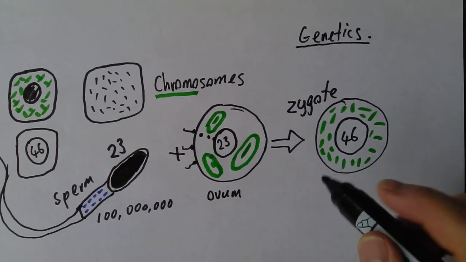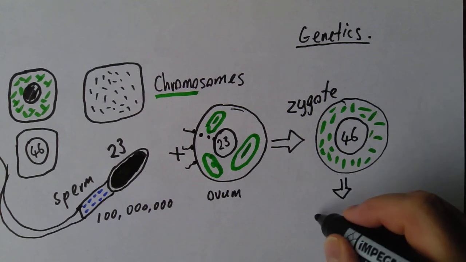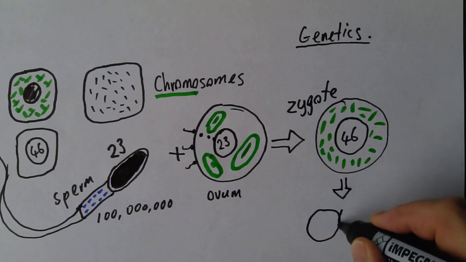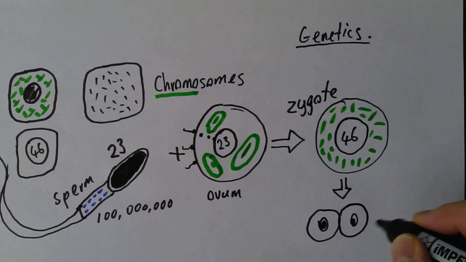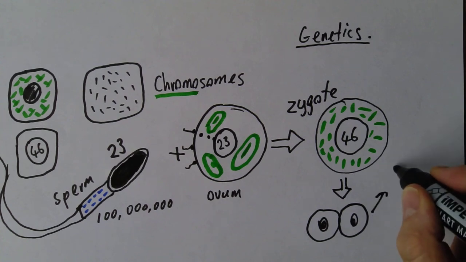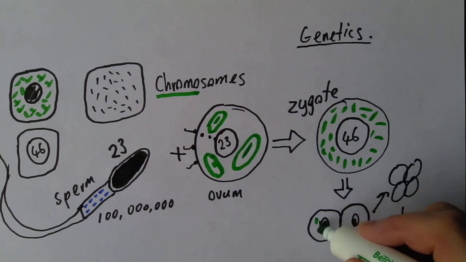And then, of course, this cell will divide into two. That will divide into four. And this will carry on into eight. And from that, a new fetus and then child will form. But all the mitochondria are going to be from the mum.